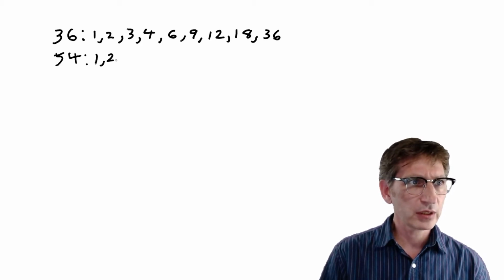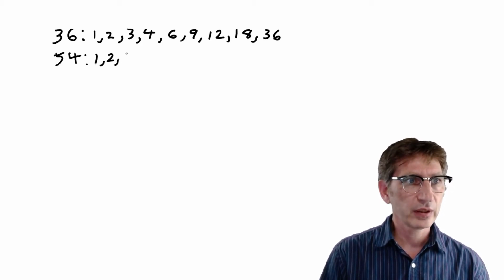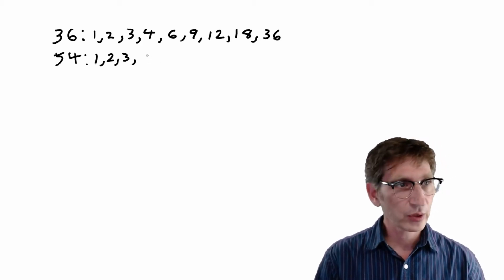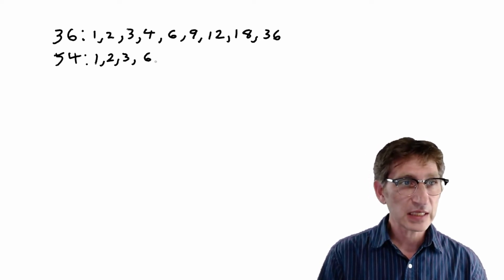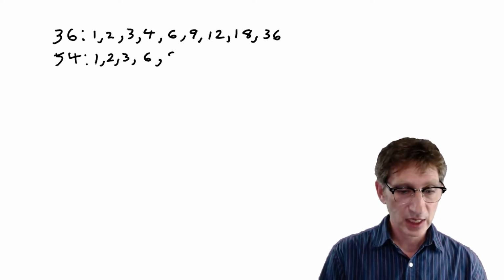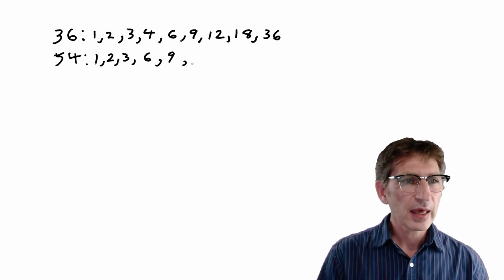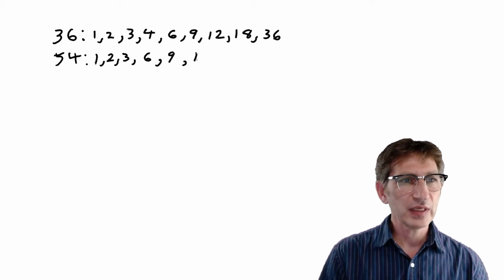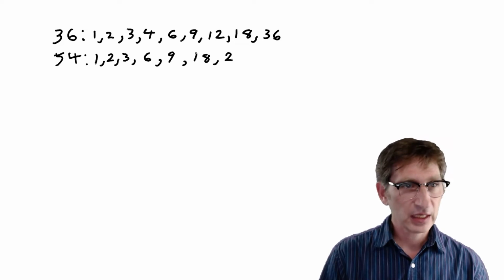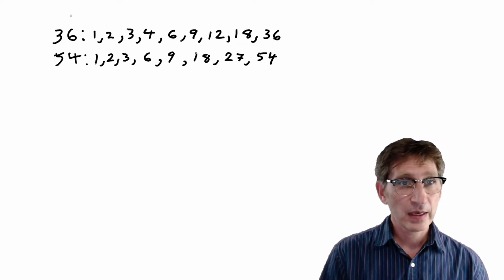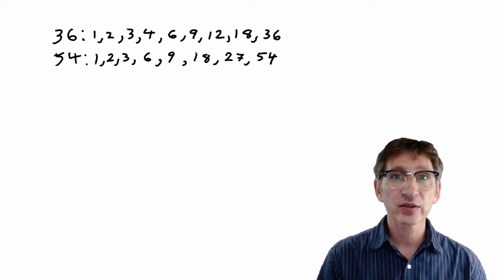We know 1 goes in there, we know 2 goes in there, 3 does. If you use divisibility rules, you'll see 3 goes into here. Does 4 go into 54? No. 4, 5, 6 does, because 6 times 9, and in fact 9 is going to be the next one in our list. And then we jump to 18. 54 is 18 times 3, and then 27 and 54. This is a list of all of the factors of 54.